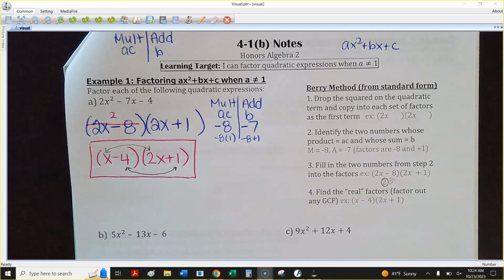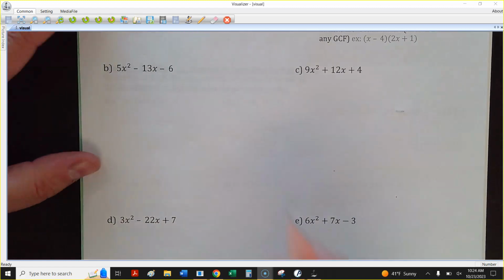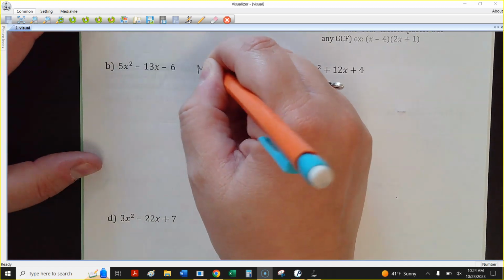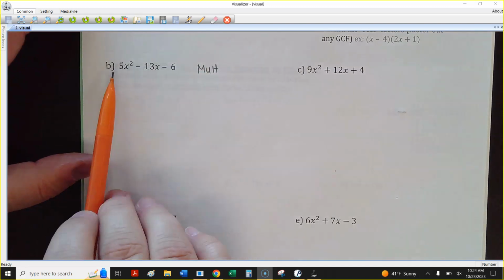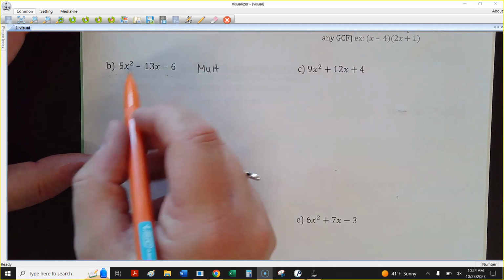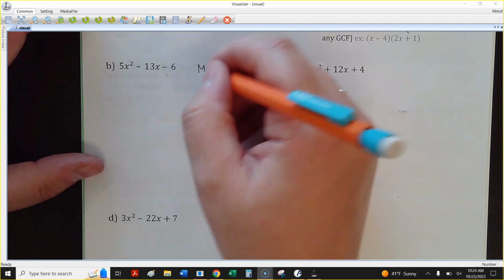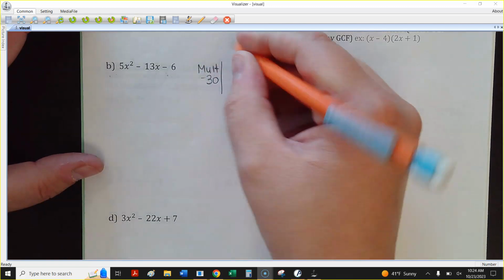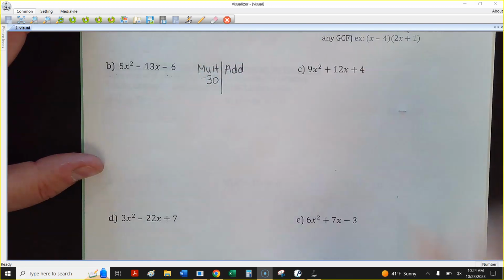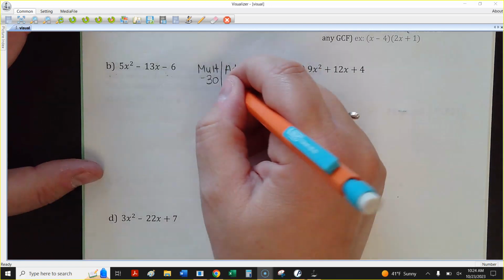Okay, let me try another one with you. This is tricky, so I just put several examples on here today. I'm going to multiply first times last, a times c. For this question, it'd be 5 times -6, which is -30. And I got to add to get the number in the middle, which is going to be -13.